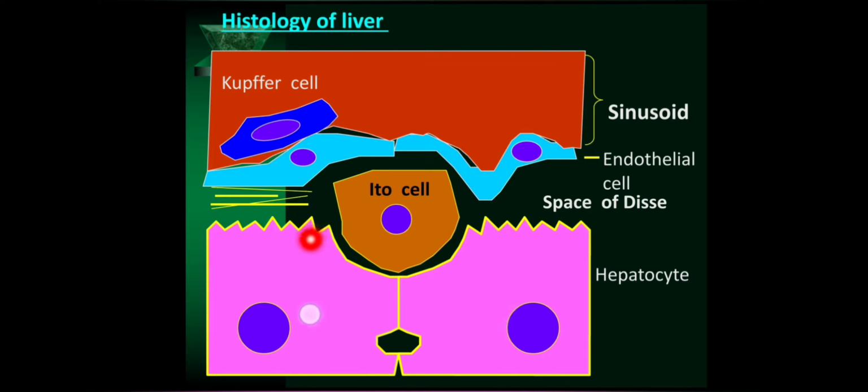Now it has three surfaces. One of the surfaces faces the sinusoid and space of Disse. The second surface faces the canaliculi, and the third surface faces the neighboring hepatocyte. So this is the bile canaliculi.